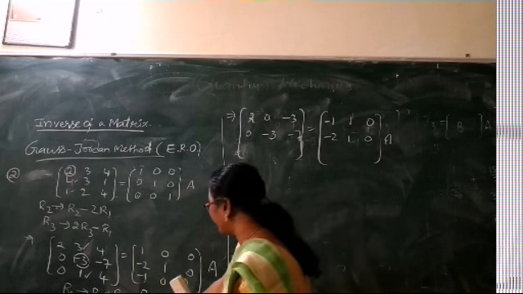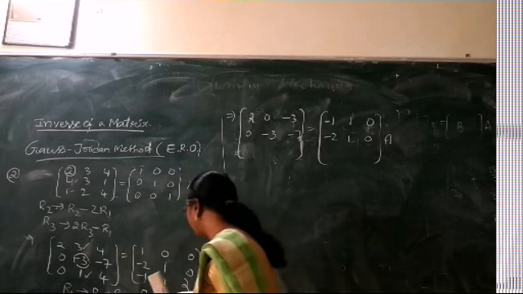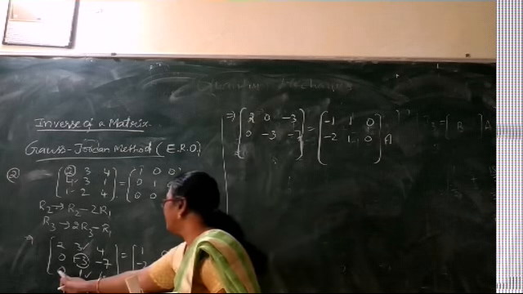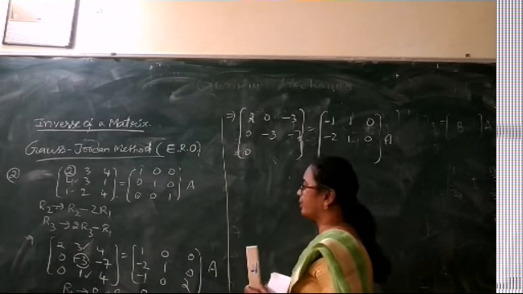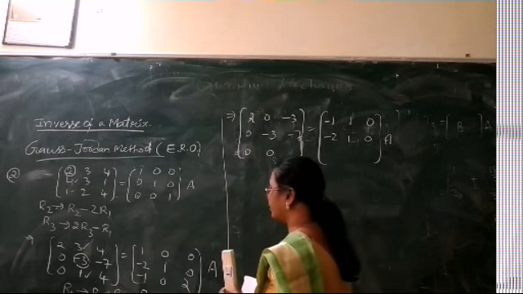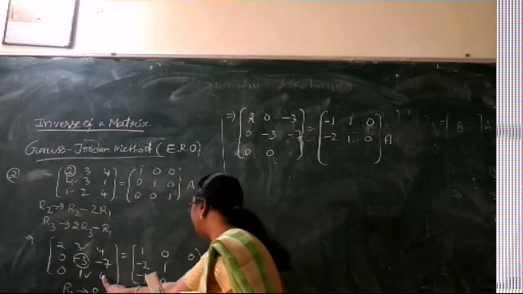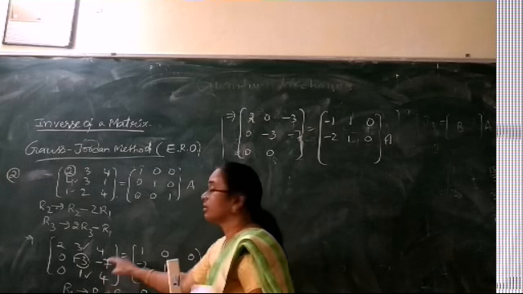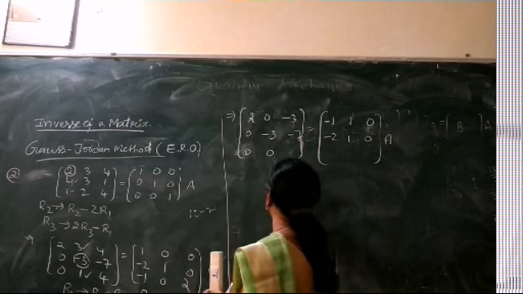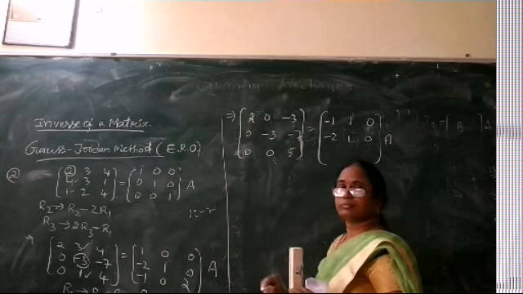Now changing row 3. It is 3R3 plus R2, with the zeros. It is becoming 0. Next, it is 3 times 4, which is 12. 12 minus 7, what is 12 minus 7? It is 5. Right?